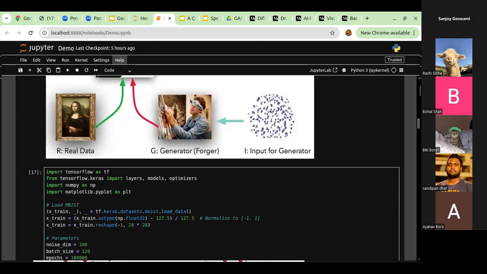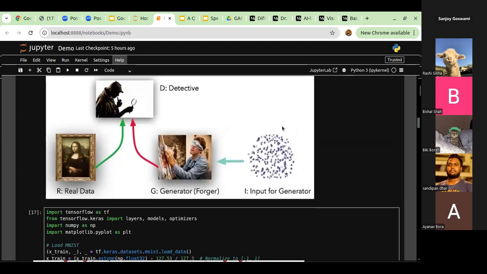Okay, so this is what I actually try to mean. You have some noisy image. There's a generator which tries to draw an image that it wants to match, like the Mona Lisa image, and there is a discriminator, the detective, which is a critic. Every time it takes the image painted by the generator, and it also takes the real image of Mona Lisa and keeps on finding whether they are similar or not. So this is just an abstract idea of how a GAN works.